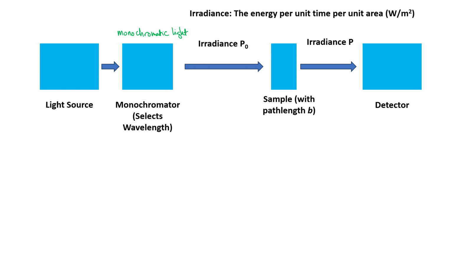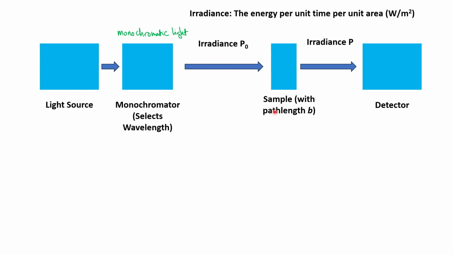Because again, remember, we are working in the UV range a little bit, but a lot of this is in the visible range. So you choose one color. Once you have selected your wavelength, then you have an initial amount of irradiance that is coming out of this wavelength selector. Now, irradiance is energy per unit time per unit area. This is very often measured in watts per meter squared. You can also think of this as intensity or radiant power of light that is, again, coming out of this monochromator.